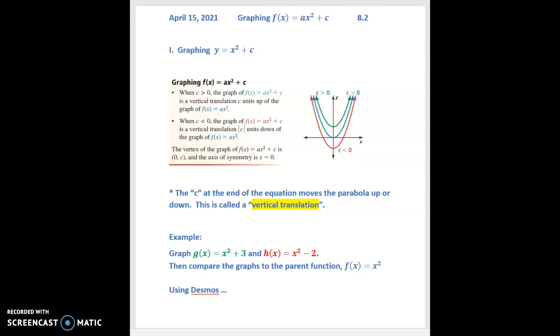This is the video for the lesson for 8.2. So this is Big Ideas, Algebra 1, Chapter 8, Section 2. And as you can see from the very top, this is for a class on April 15th, 2021. And the title there in the middle is Graphing f of x equals a times x squared plus c, Section 8.2.